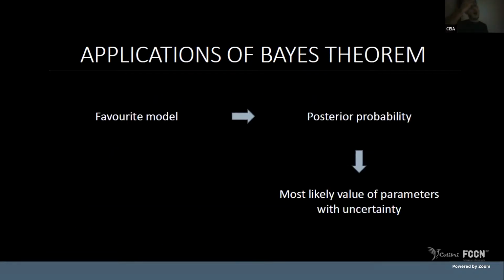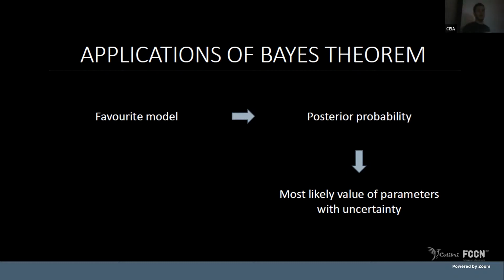Okay, and how can we apply this? So basically, it's like a cooking recipe. You just pick your favorite model, and then you apply Bayes' theorem, you get your posterior probability, and then you get your most likely value of parameters with uncertainties associated. Okay, so this is just a small flavor of Bayes' theorem.